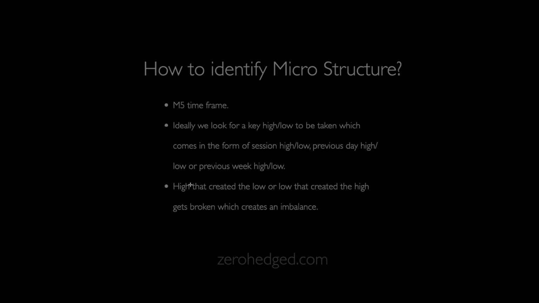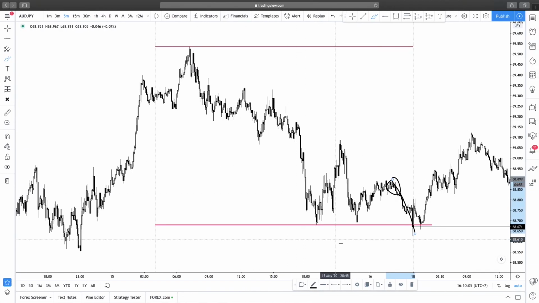High that created the low. Once that gets broken, it creates the imbalance. What does price do? It hits into the orders, the resting orders, and comes back on Monday morning in Tokyo. Well, Tokyo's not open yet, but it will be in an hour or two. This is the Australian session. Boom. That is a break in the structure.